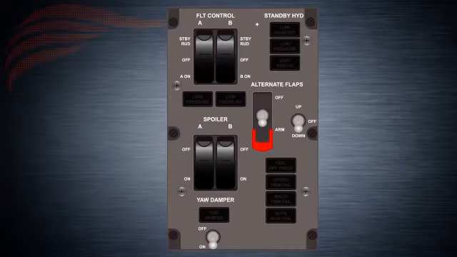There are two cockpit switches associated with alternate extension. These are located in the flight controls panel. Alternate flap arm master is a guarded switch to electrically arm the alternate flap control system.